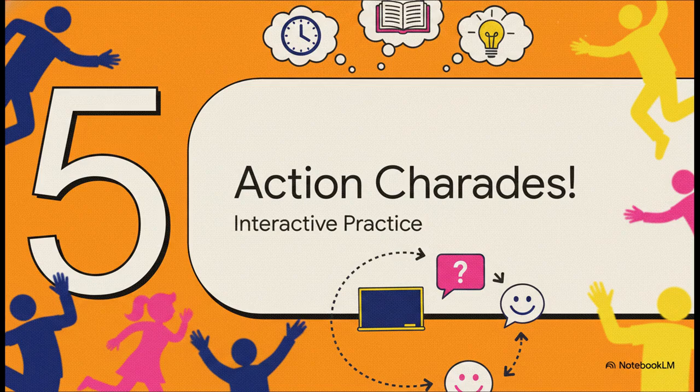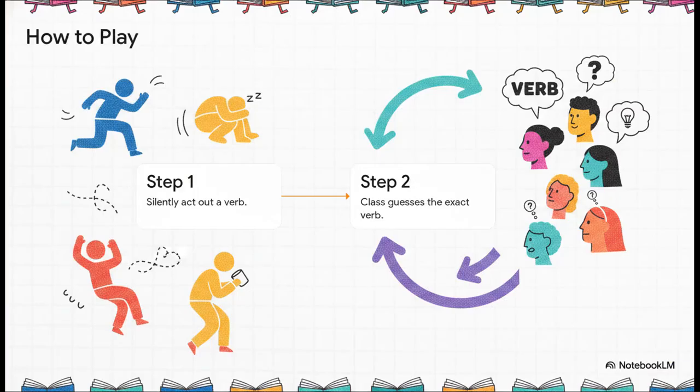Section 5. Let's play action charades. Let's apply everything we've just learned into a dynamic, really fun classroom game. Step 1. A student stands up and silently acts out a verb. They could be pantomiming a jump, pretending to sleep, or acting out a drink. Step 2. The rest of the class watches and has to guess the exact verb being performed.